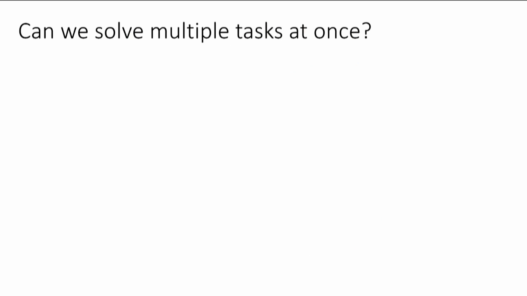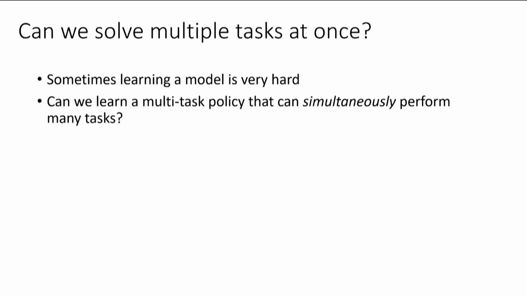Now another thing you could think about is, well, let's do the model-free RL, and let's think about ways that we can use model-free RL to learn multiple tasks all at once. Sometimes learning a model is very hard. Maybe you have very complex dynamics, you have really complicated images, and you'd really prefer a model-free approach. So can we learn a multitask policy with model-free RL that simultaneously performs many tasks and hopefully therefore generalizes to new tasks?